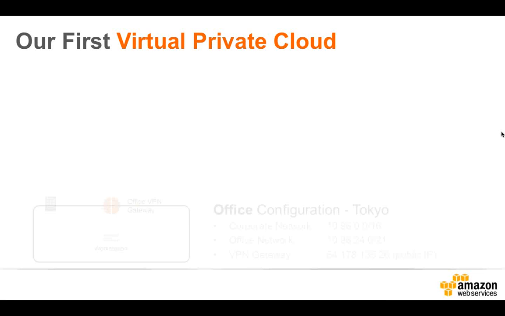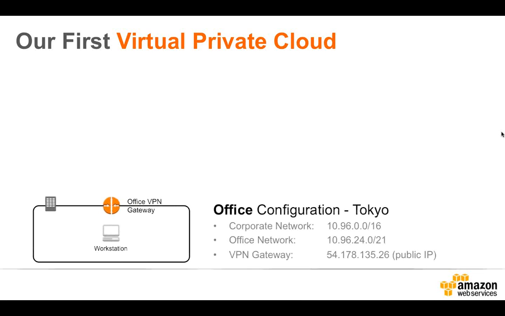Our first virtual private cloud will look like this. We have our office. Today we have our office in Tokyo, Japan. So in Tokyo, we have a Windows workstation and we have an office network. I know there are many numbers here, but try to remember these. Our office network is 10.96.24. So 10.96.24 is the subnet of our office network.